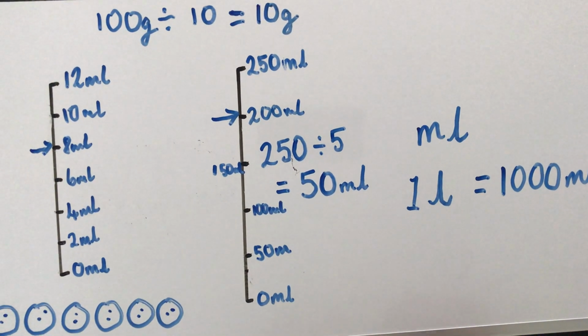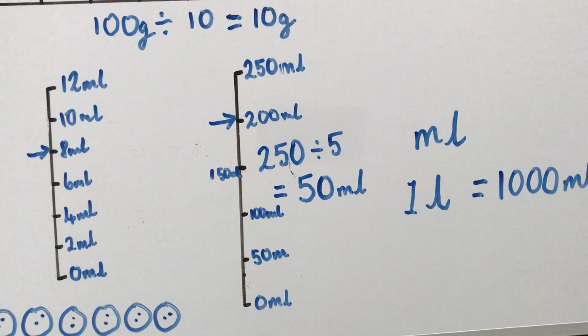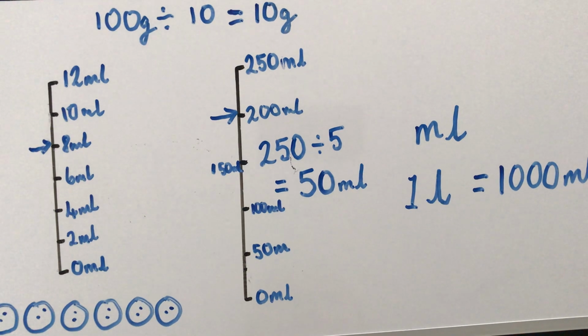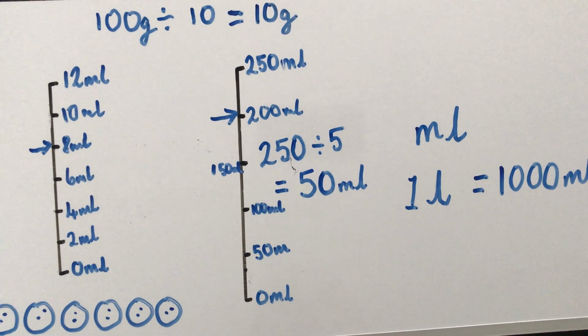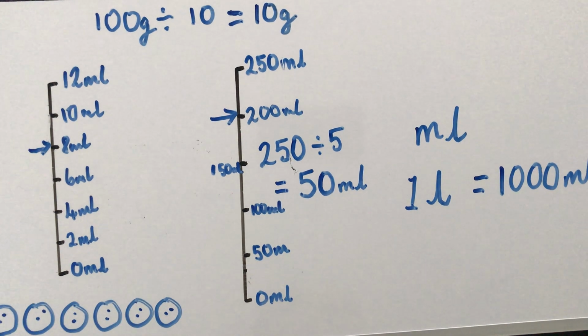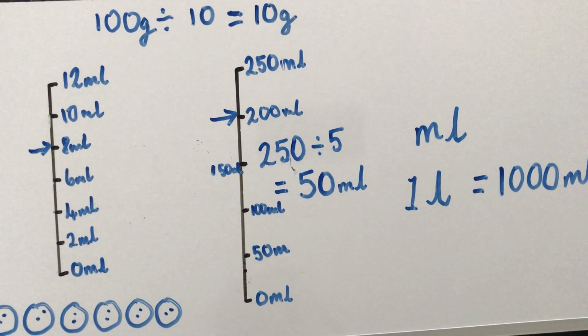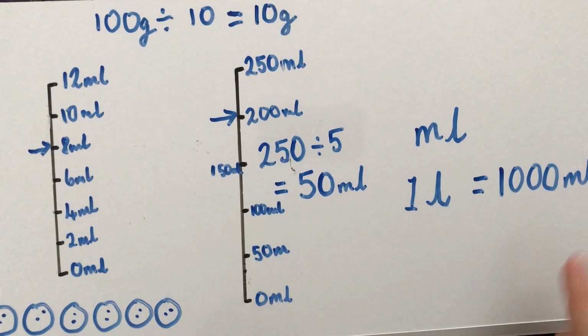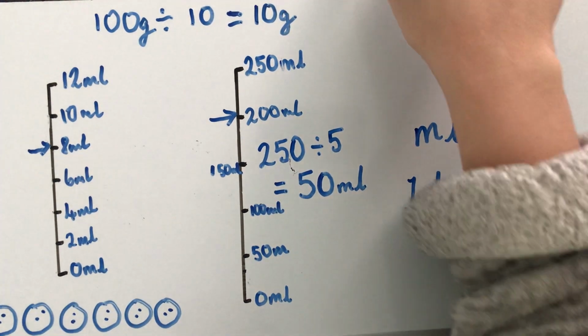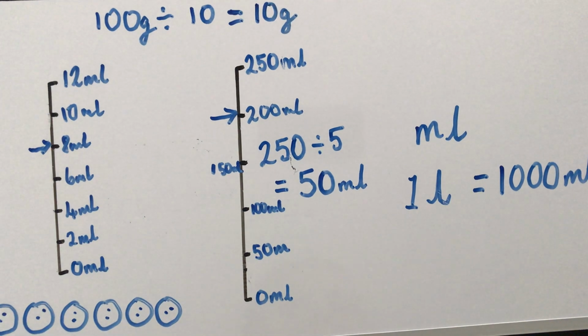200 millilitres exactly. Now when you're reading scales, it's really, really important that you work out the increments of your scales first, what your scale is going up in, okay? Because every scale might be different. Remember as well, really important to show our units, whether we're measuring in litres, millilitres, grams, kilograms, centimetres, you name it, okay?